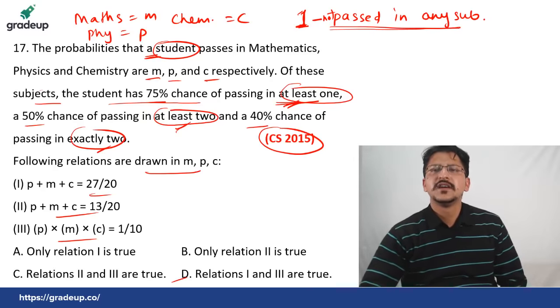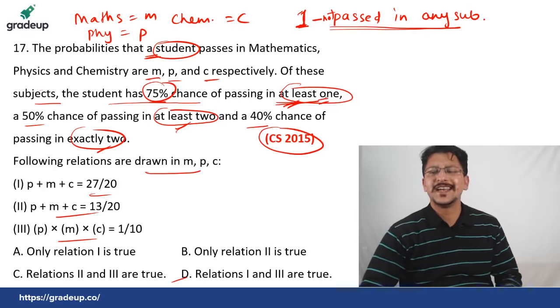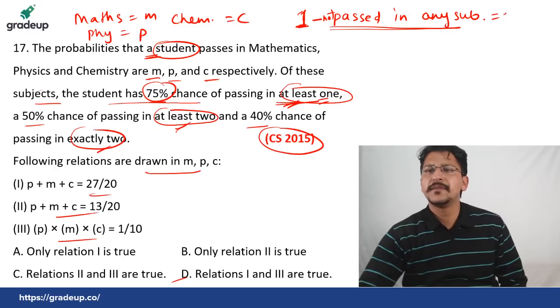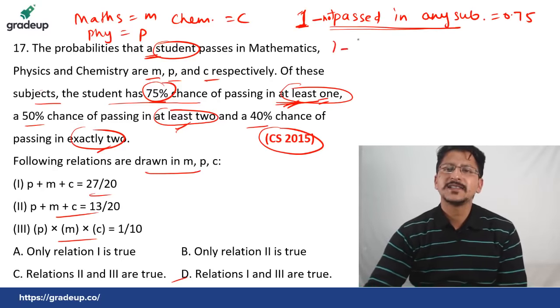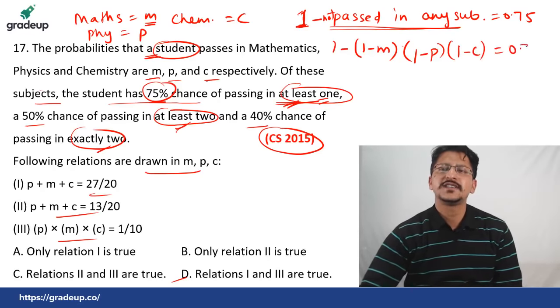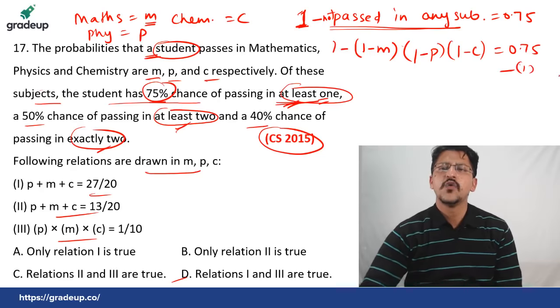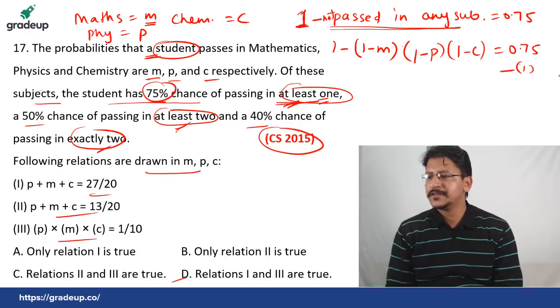That means we get that 75% chance of passing in at least one, and this will be 0.75. But what will that be? See, 1 minus he has passed in mathematics means he has not passed in mathematics, which is 1 minus M. Then multiplying 1 minus P, not passed in physics, and 1 minus C, not passed in chemistry. That is 0.75. This is equation number 1. Did you get that?